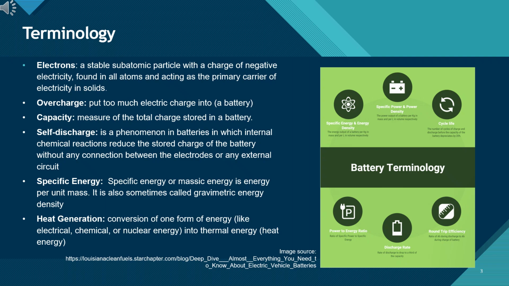Terminology. In this slide, we're looking at 6 key terms that will appear throughout our discussions: electrons, overcharge, capacity, self-discharge, specific energy, and heat generation. These are fundamental concepts in battery technology, and understanding them will help you follow the later sections more easily.